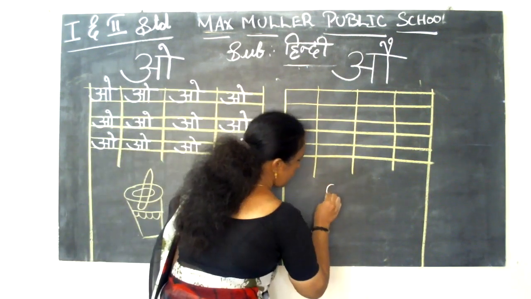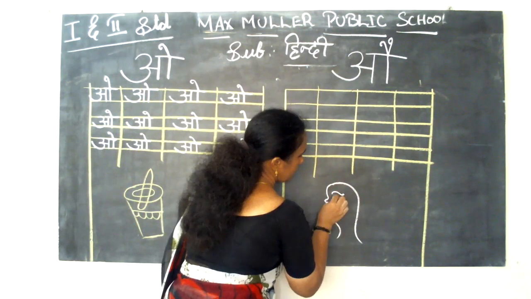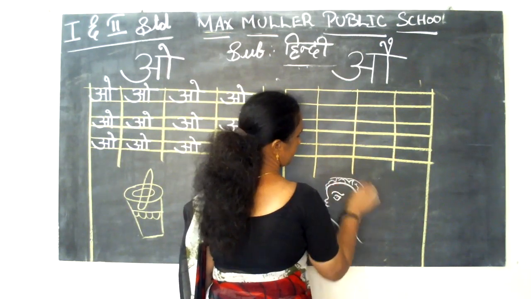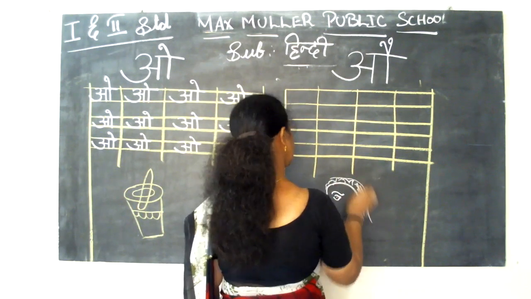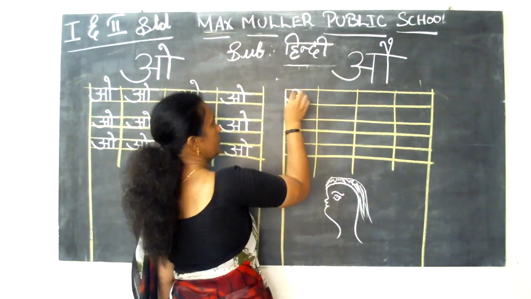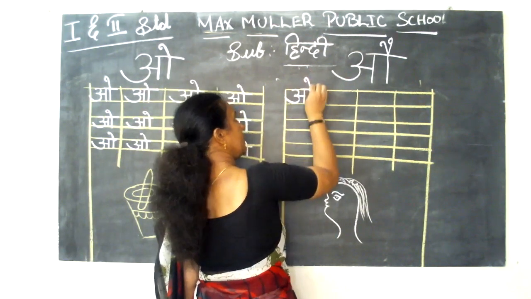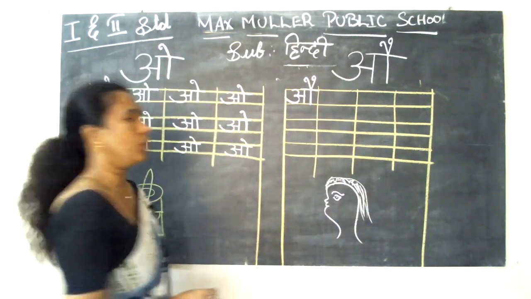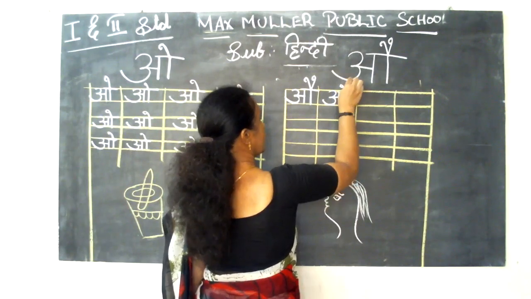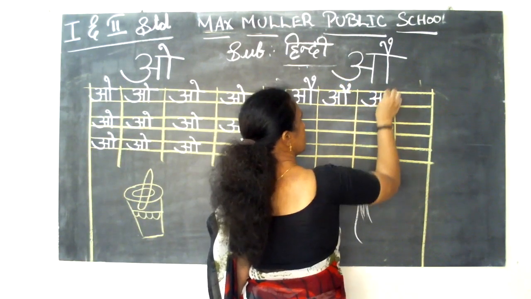Aurat. How to say? Aurat. Touch two lines and write a curve. Sleeping line, two standing lines, and touch the second line and give two matras like this. Au, au se aurat, woman. Au se aurat, woman, like this.